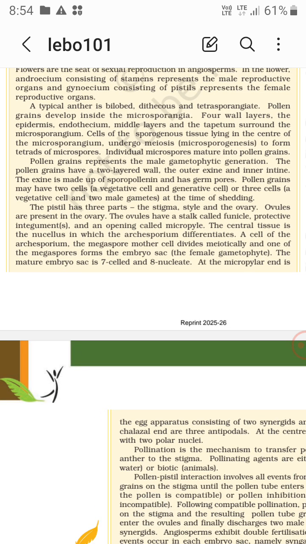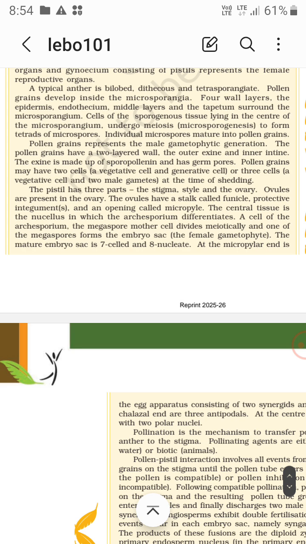The pistil has three parts, that is the stigma, style, and the ovary. Ovules are present in the ovary. The ovules have a stalk called the funicle, protective integuments, and an opening called the micropyle.